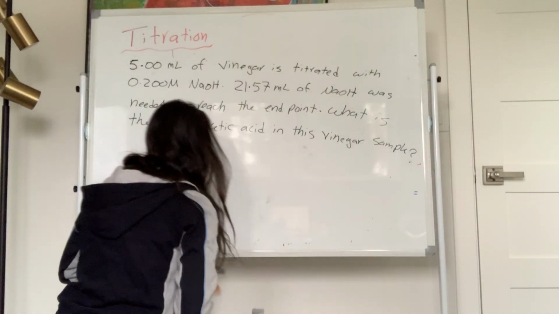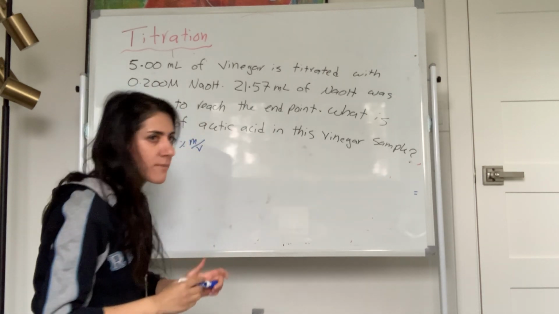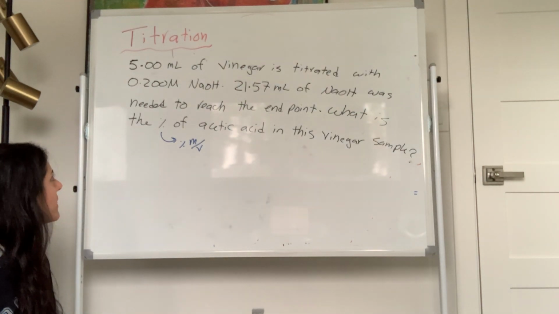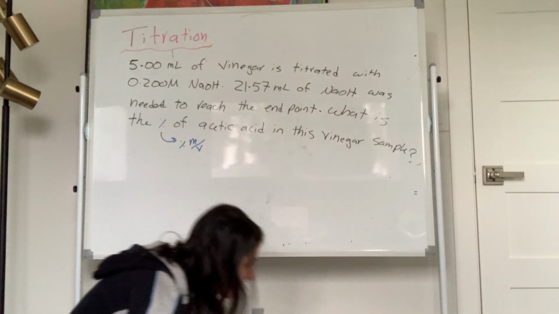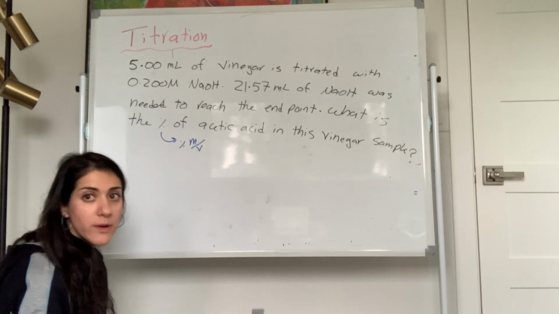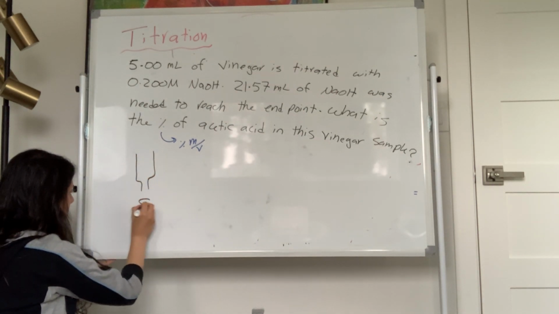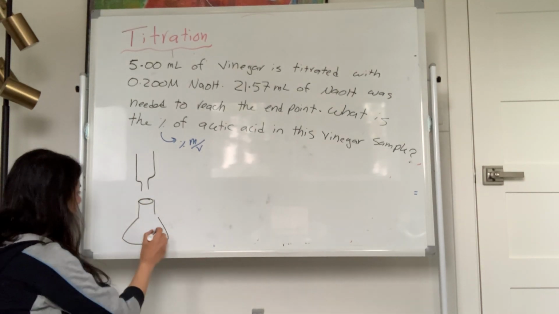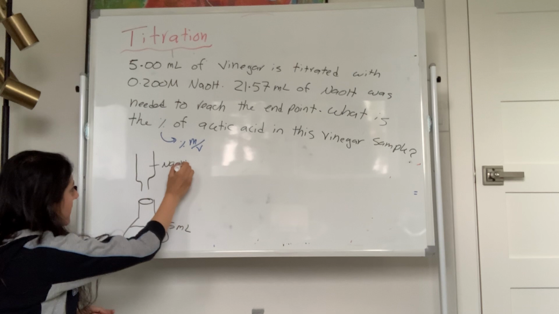Okay, and for the percentage, you want a percentage of mass over volume. Now, we're going to do a lab on this, so I want to make sure we really understand this. So what I have, again, this is the same thing as before, okay? What I'm going to do, I'm going to draw a little setup. What I have here, I have a 5 ml of vinegar sample. What I have here, I have an NaOH.